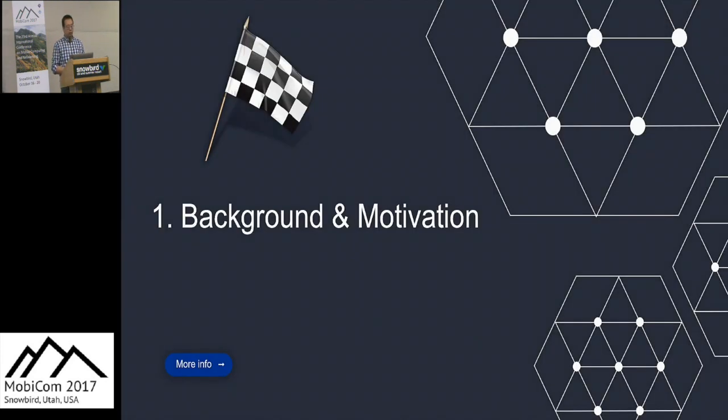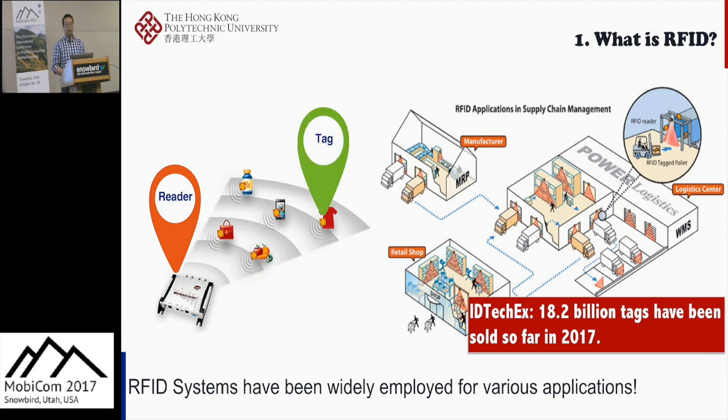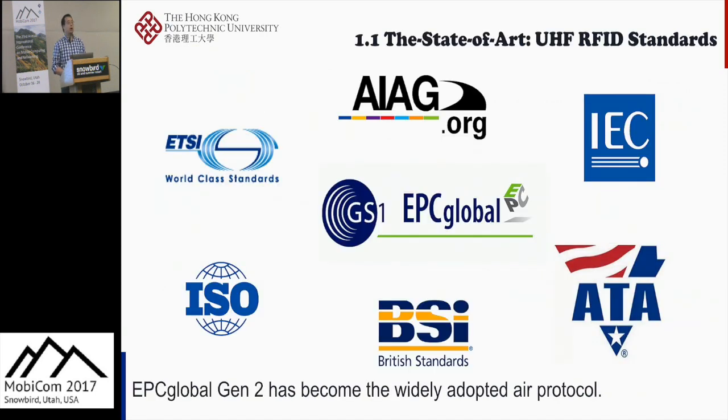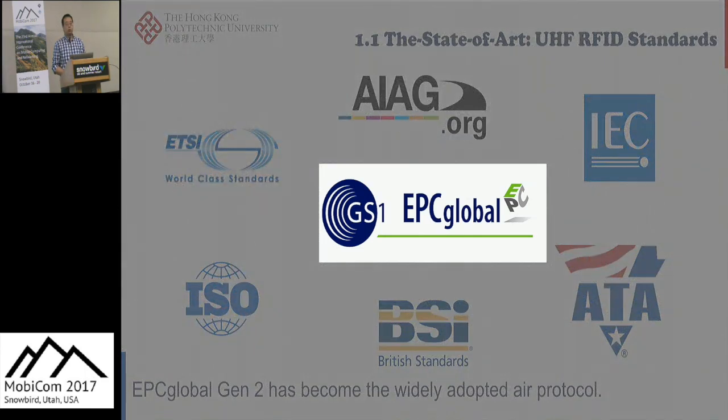Firstly, I would like to introduce a little about our background and our motivation. According to a report from IDTech, 18 billion tags have been sold this year so far. It's really a large number. A typical RFID system is composed of three components. The first component is the reader, the second component is the tag, and the third component is the air protocol. There are so many standards for the air protocol, and among these, the most widely used one is the EPC Gen2, proposed by EPC Global. By the way, EPC means the Electronic Product Code.